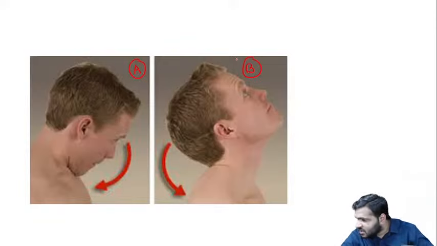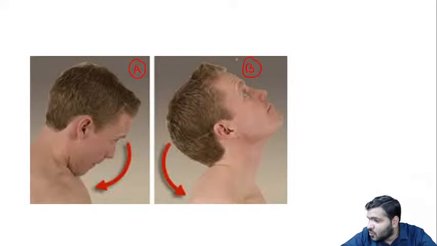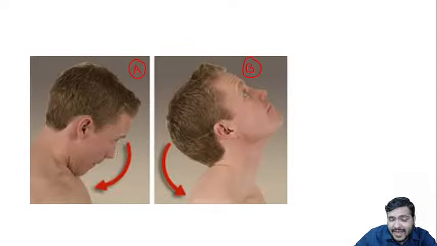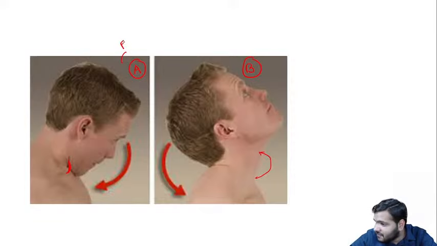A is flexion, Anshay, very good. A is flexion, B is extension, guys. You all know that flexion is the forward movement, where the head is coming down. Extension is to extend the neck. The angle is getting decreased in flexion, and the angle is getting enlarged in extension. So A is the flexion and B is the extension.